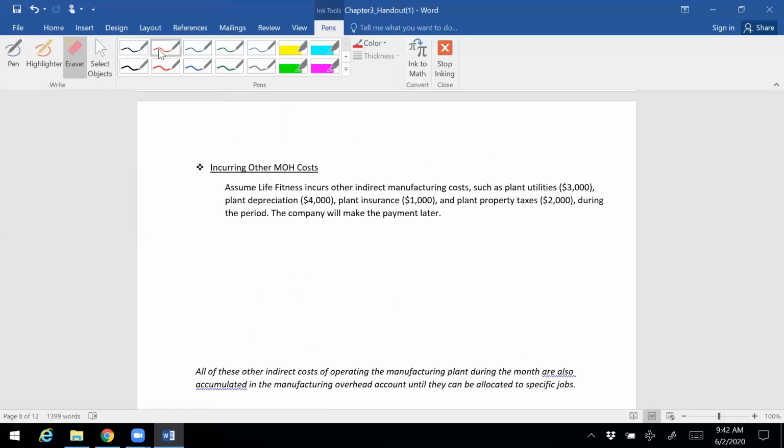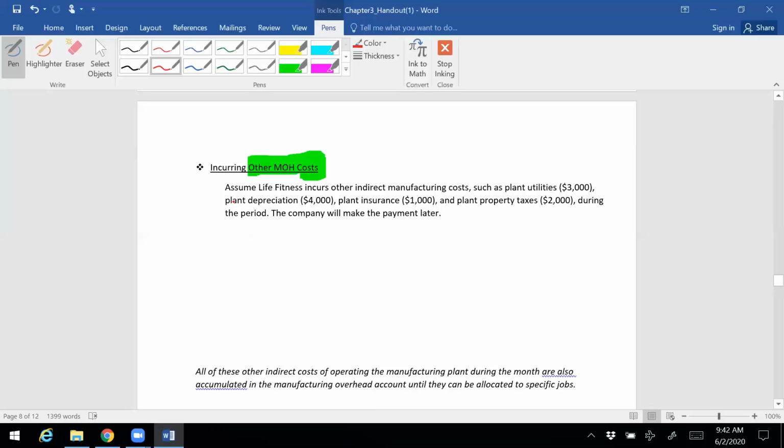Now let's look at the next transaction, incurring other manufacturing overhead costs. What does this include? Plant utility, depreciation expense, insurance, and property tax. How do we take care of these costs? Out of this $3,000 utility, $4,000 depreciation, $1,000 insurance, and $2,000 property tax, how much really goes to that specific job? We do not know, because we cannot trace this indirect cost.